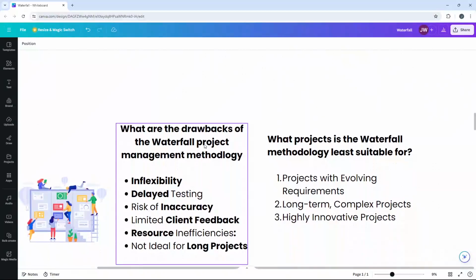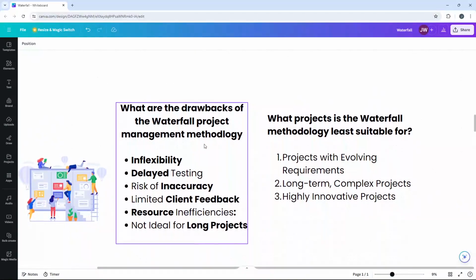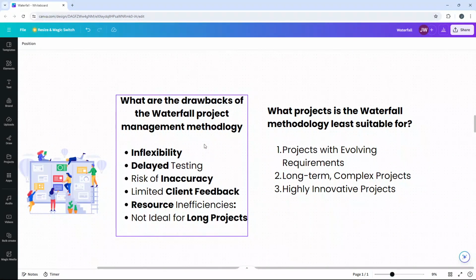What about the drawbacks? Firstly, waterfall is somewhat inflexible. Changes are difficult and costly once the project begins due to the rigid structure. There is a delay in testing, as testing only occurs after completion, and this can all lead to the discovery of issues late into the timeline. There is the risk of inaccuracy, so early stage requirements need to be very accurate, and hence mistakes can derail the entire project.